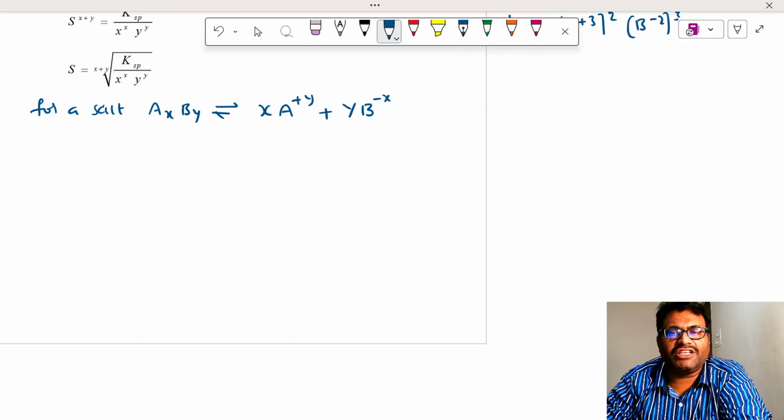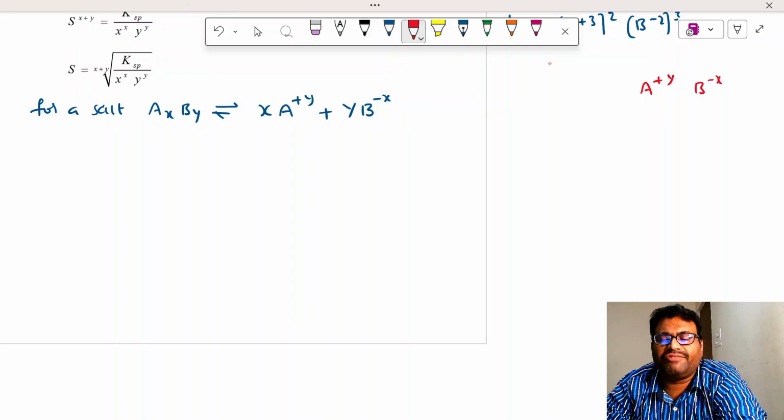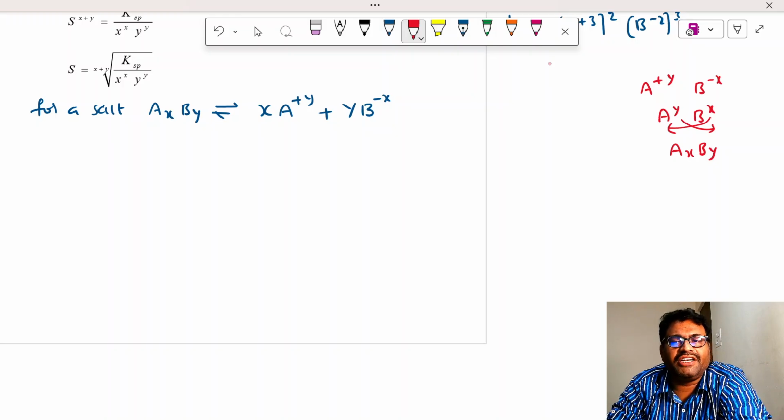See how this salt is formed. The salt is formed when A plus Y and B minus X are crisscrossed. In the crisscross method, what do we do first? Let us remove the charges A, Y, B, X and bring the superscript as the subscript, opposite crisscross. Then what do you get? AX, BY. You know this crisscross method? In that way, we have done it. Understood?